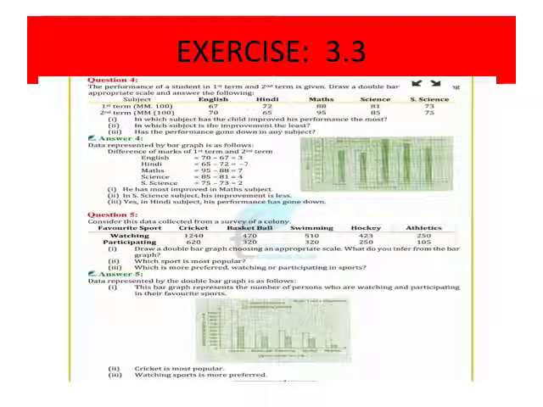So on observing the double bar graph, we have to give answer to these questions. So what does this double bar graph represent? So this bar graph represents the number of persons who are watching and participating in their favorite sports. I think you have observed this double bar graph. Now, which sport is most popular? Obviously, it is cricket. Cricket is most popular.